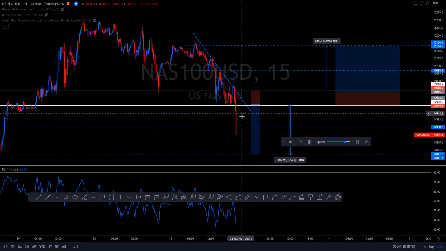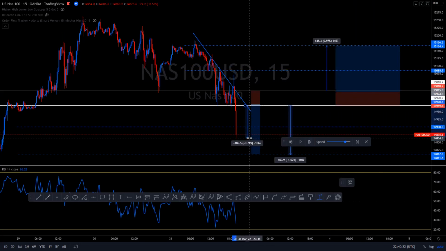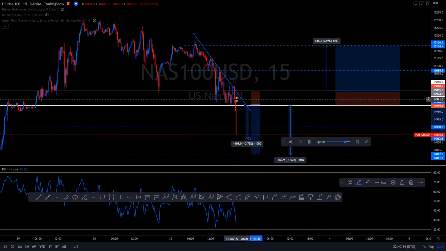And look at that, it's sold heavily. So they had to come back and mitigate half of this imbalance here, get their money back, and then jump down, which makes sense. So that's why I bought up. Completely understand.